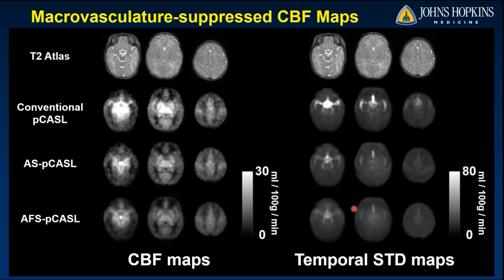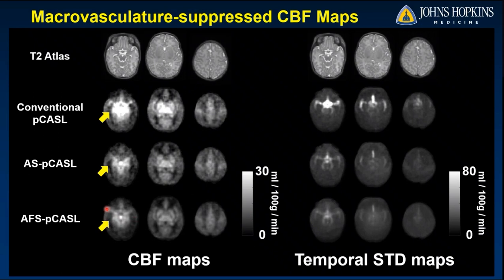So here are the results. What you can see on the left are the group average CBF maps acquired with the 3 Picasso sequences, and on the right are the temporal standard deviation across measurements. We can see in the conventional Picasso CBF map that even with the 3 seconds PLD, a substantial amount of macrovascular signal can still be observed within the deep brain. But with the application of arterial suppression, these hyperintensities were greatly diminished. And this reduction was further enhanced by the additional flow suppression, yielding the most homogeneous CBF map.